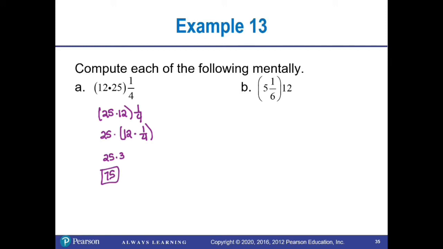Look at part B. In my head, I'm going to think to myself that 5 and 1/6 is the same thing as 5 plus 1/6. I'm going to distribute the 12 in my head, so I have 5 times 12 and 1/6 times 12. 5 times 12 is 60, and 1/6 times 12 is 2, so that gives me 62.